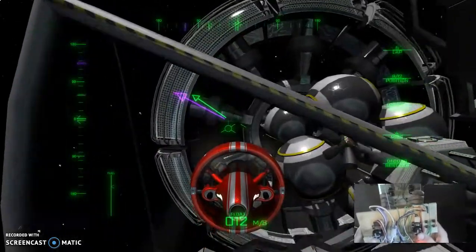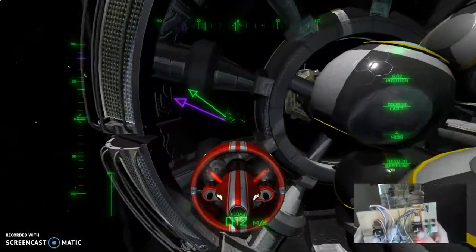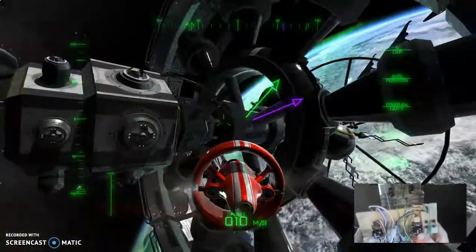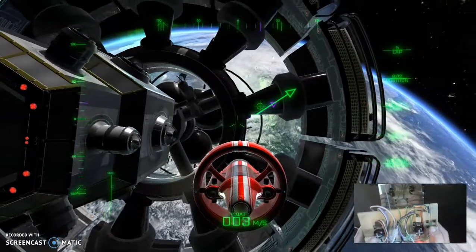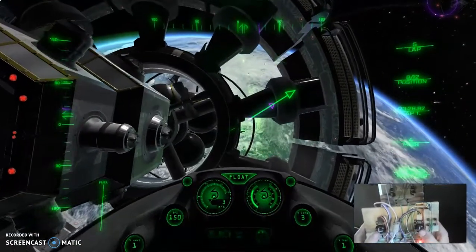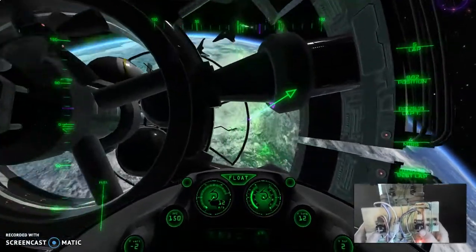Okie dokie. So here, isn't that interesting? I can fly through these shapes. And another thing that I can do is push this button right here to sit in my cockpit instead.